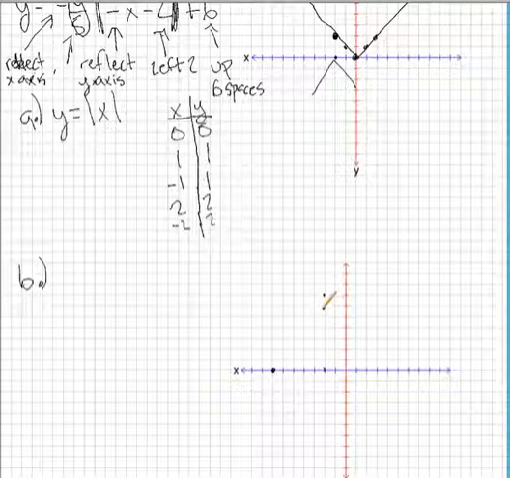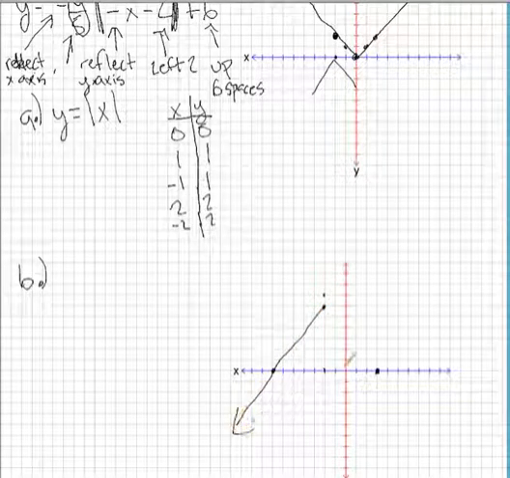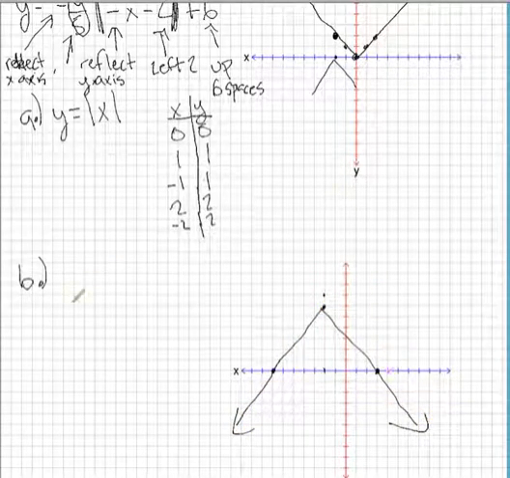And it's the same from here. We're going to go down 6 over 5. 1, 2, 3, 4, 5. And that's going to be our graph of this function.